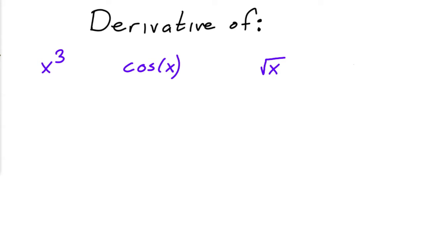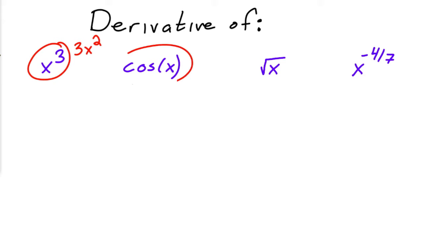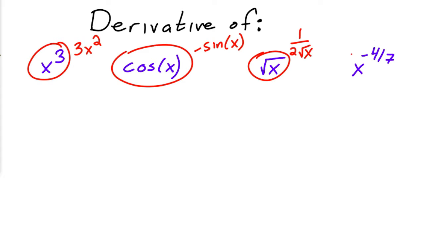And we know how to get the derivative of functions like x to the negative 4 over 7. And others, of course, but if I get the derivative of each one of these, for example, this one, the derivative of that guy would be 3x squared. The derivative of cosine of x would be negative sine of x. Derivative of square root of x is 1 over 2 square root of x, and then the derivative of this guy would be negative 4/7 x to the negative 11 over 7.